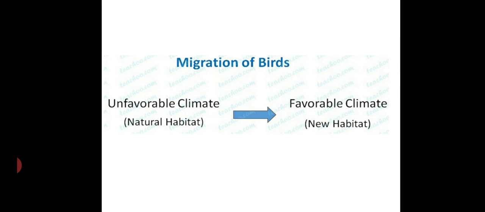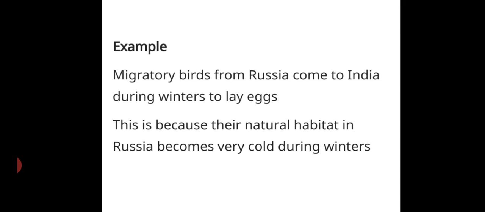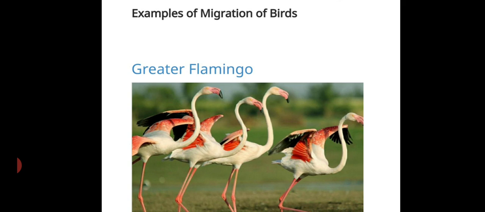Next is migration of birds. Migration of birds means moving of birds from an unfavorable climate to a favorable climate. Birds migrate from their natural habitat to a new habitat to save themselves from extreme climates. For example, migratory birds from Russia come to India during winter to lay eggs because their natural habitat in Russia becomes very cold during winters. Here you can see an example of migratory birds, the greater flamingo, which comes from Russia to India during the winter season.